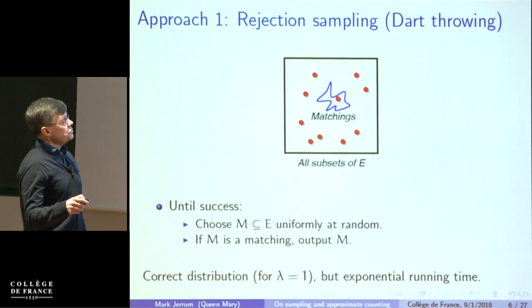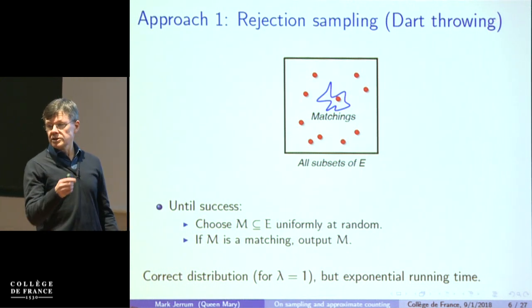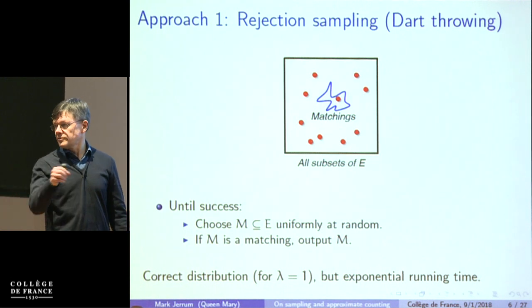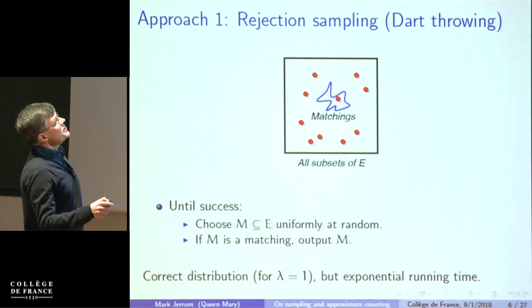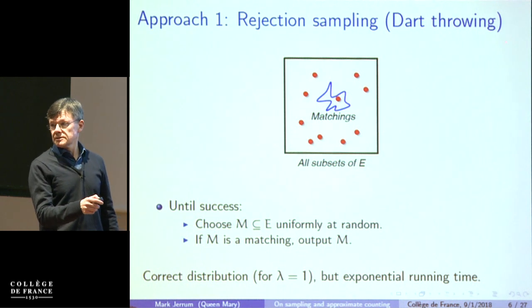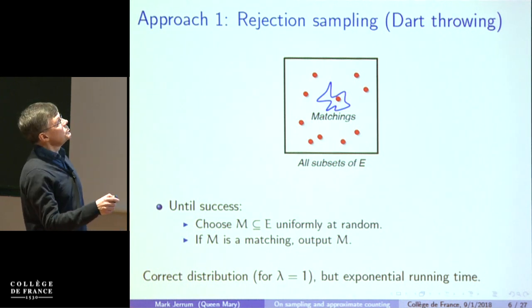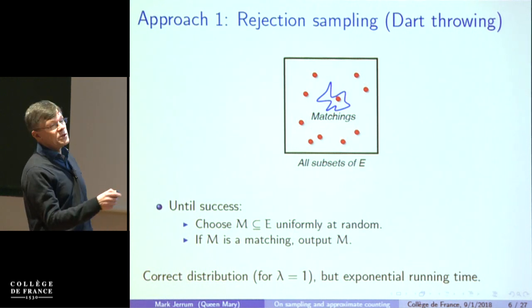So the idea is you just shoot darts into this ball, which we've decided is easy. We just make independent coin flips for each edge. And if it happens that we select a matching, then we return that as the result. But more generally, we select something which isn't a matching. In this case, we just throw it away, it's no good, and we throw another dart.